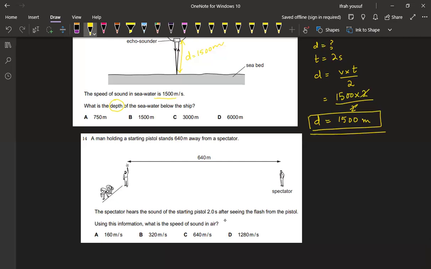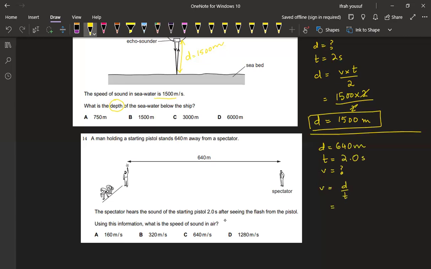For this question, again we write the data: 640 meters, and the time taken is 2.0 seconds. We have to find the speed. Are you observing any echo in the question? No. So we are not going to use the formula for echo. We can apply this formula directly.